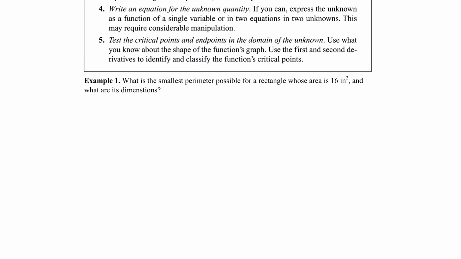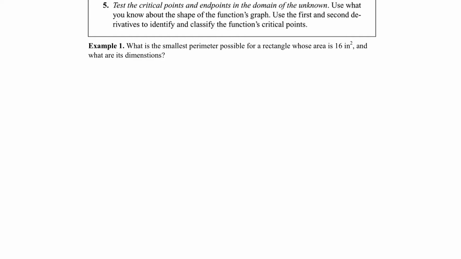So let's go ahead and look at this example here below. What is the smallest perimeter possible for a rectangle whose area is 16 inches squared, and what are its dimensions? So I'm going to be dealing with, again, this rectangular object. Let's start by drawing the picture. If we have some rectangular object, I drew it as a square, probably shouldn't have, because we're not assuming it's a square, but we know its area is 16.